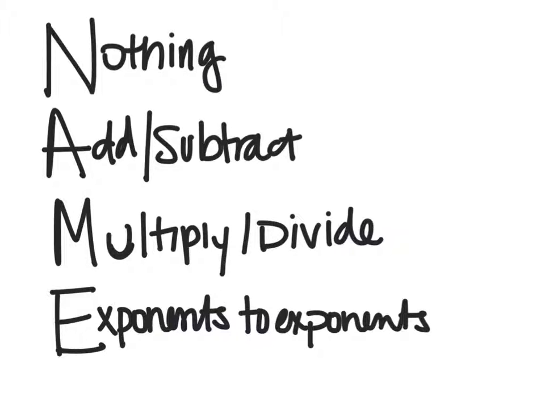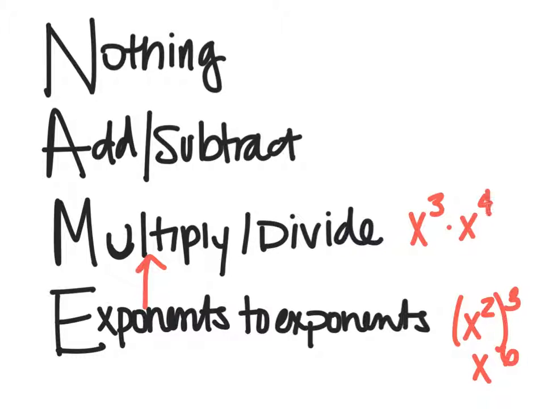And we use the acronym NAME to help us remember what to do with our exponents. So if we have exponents to exponents, if we have a power to power, like x to the second to the third, we need to multiply those two exponents together to get x to the sixth. If I'm multiplying, if I have x to the third times x to the fourth, then I'm going to add my exponents and I get x to the seventh.